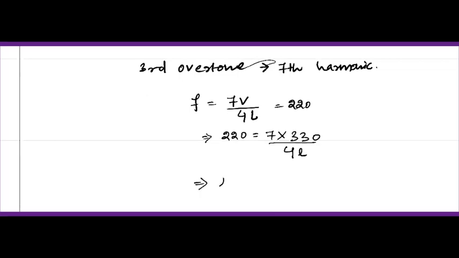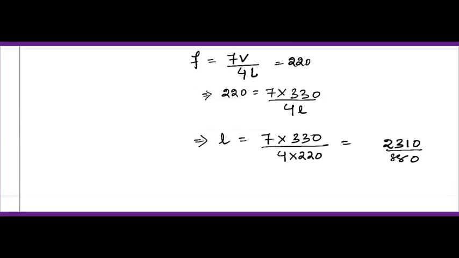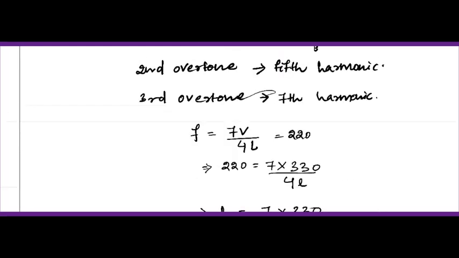Okay, so from this we can write L is equal to 7 into 330 divided by 4 into 220. So finally L is equal to 7 into 330 divided by, this is 2310 divided by 880, which is equal to 2.6. Here the answer will be 2.6, and hence the length is equal to 2.6.